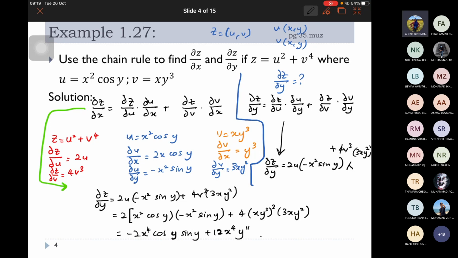Those who have finished, try the next example. Example kedua.